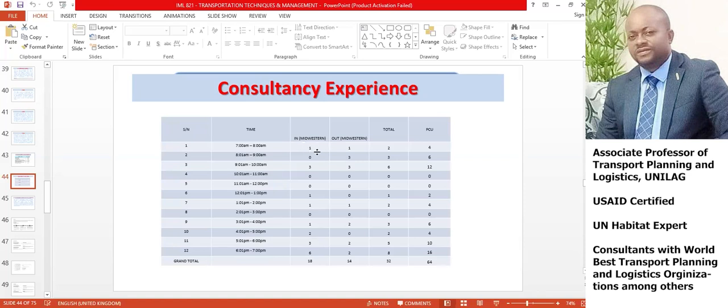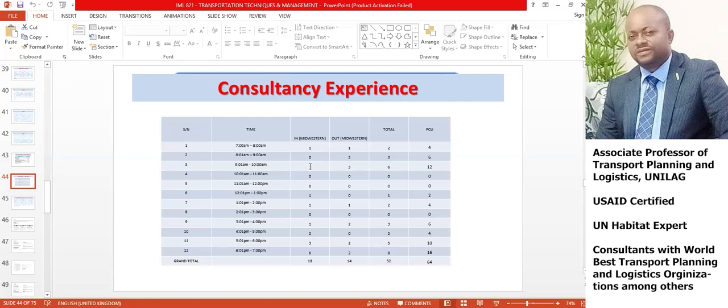Between what time to what time? 7 to 8 a.m. How many go out of Unilag between 7 and 8? 1. I'm using Unilag as an example because I don't want to mention the name of the organization that I worked with. Now what's the total? 2. Between 8 and 9, how many came in? 0. Nothing. How many went out? 3. What's the total? 3.